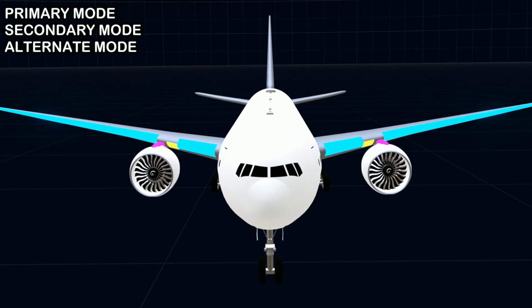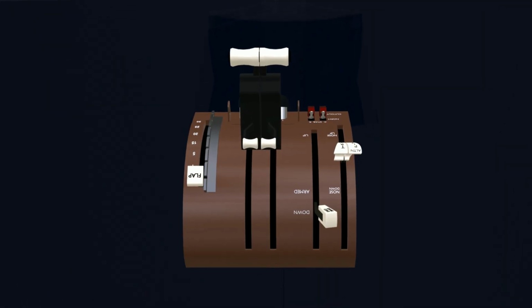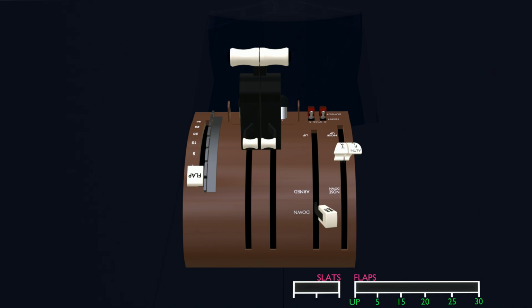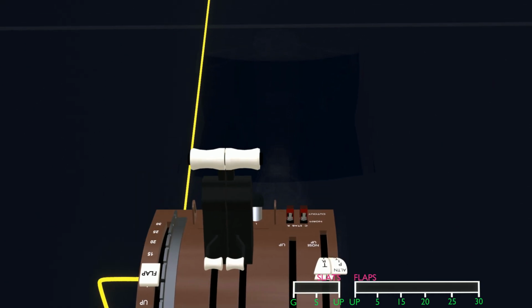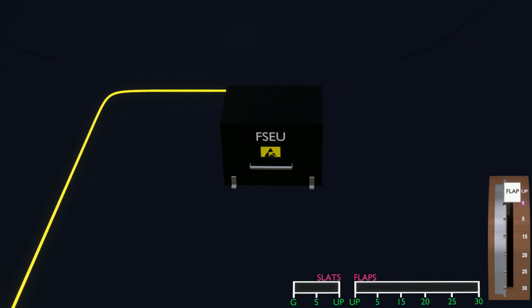The slats are fly-by-wire controlled, with 3 modes of operation. The flap lever is used to select the 3 available slat positions: up, sealed, and gapped. Let's put the slats to the sealed position. When the flap lever is selected to 1, the position change signal is sent to the flap slat electronics unit. The computer first engages the primary mode for slat control.